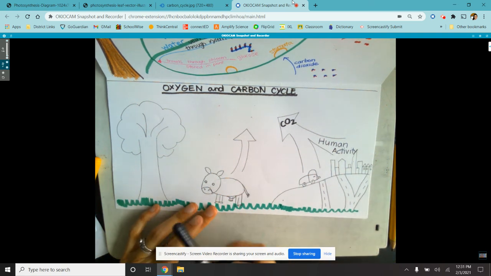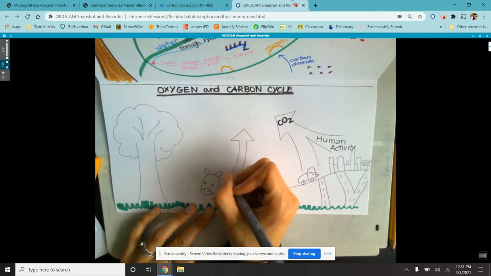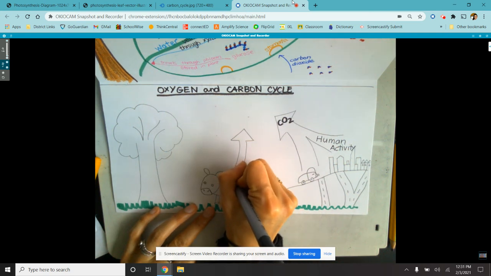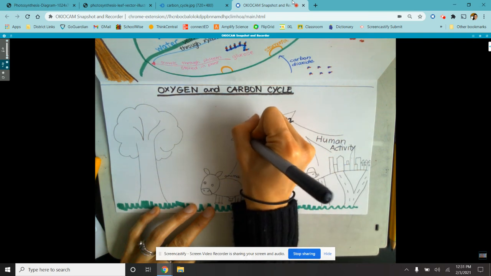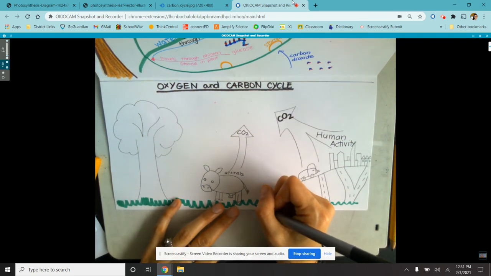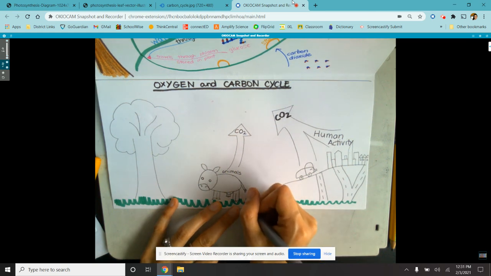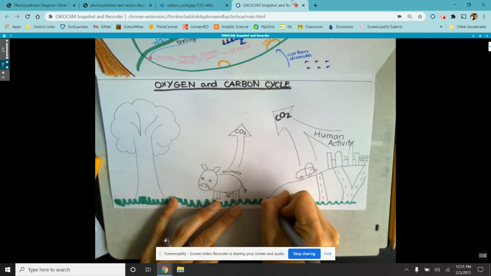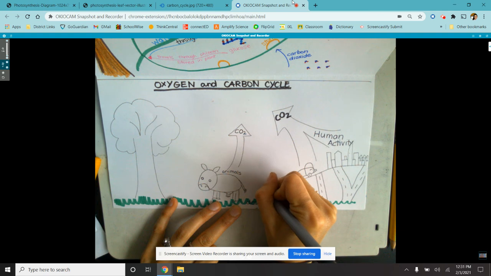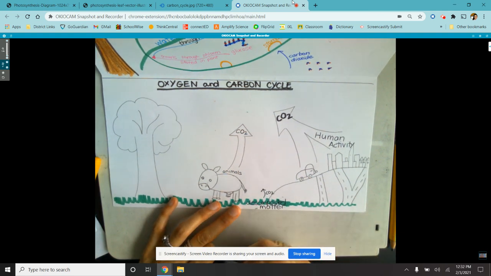And our animals also breathe. So they're releasing CO2. And there's also CO2 being released from decomposed matter.